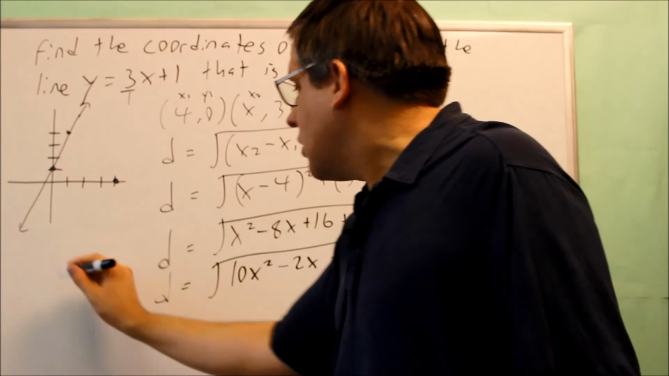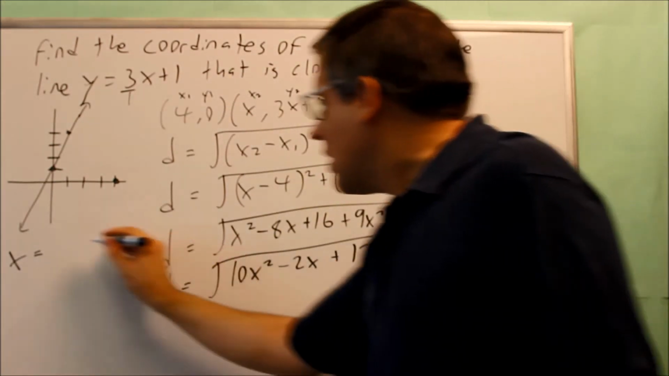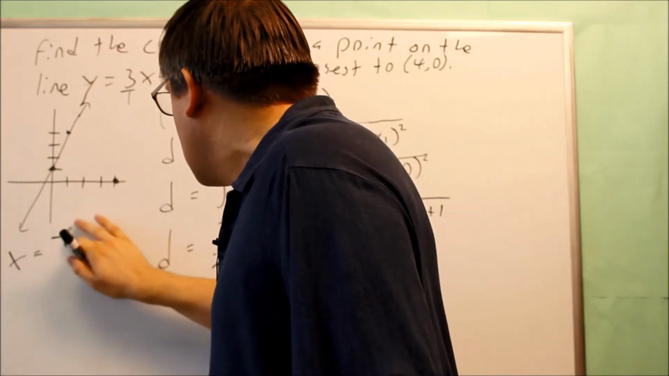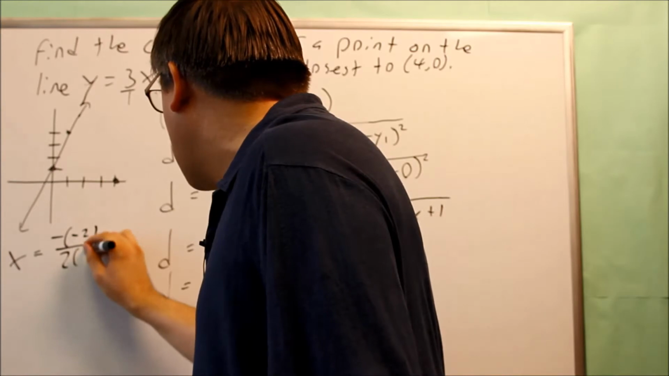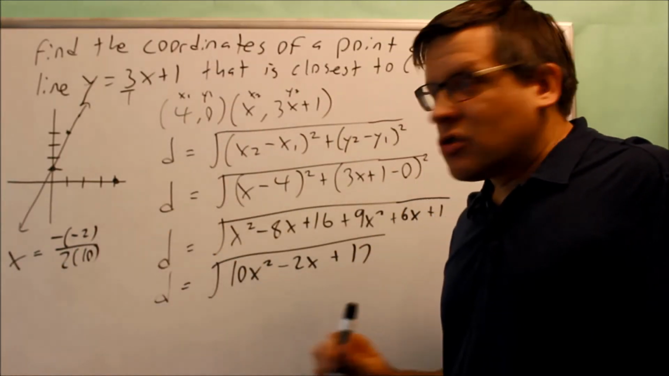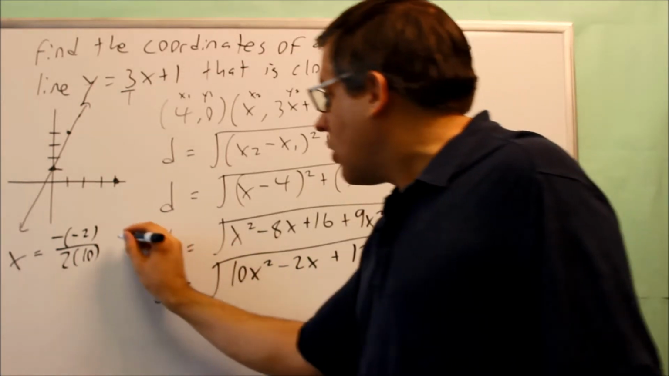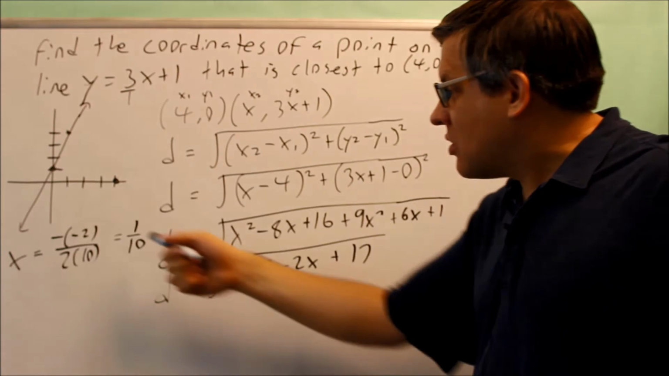Okay, so I'm going to do that over here. I have x is equal to negative b over 2a. That's going to be negative times negative 2, and that's going to be all over 2 times a. In this case, my a is going to be 10. The two negatives cancel out, and the 2's are going to cancel out as well, and that's going to leave you with 1/10. Okay, so that's the x coordinate.